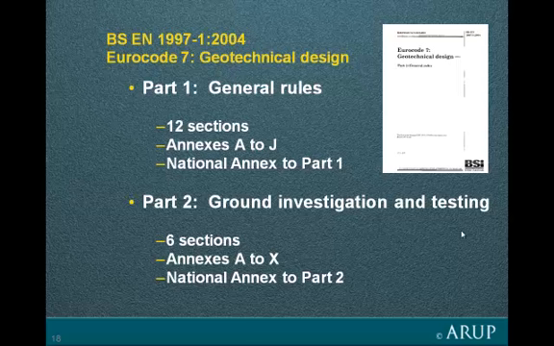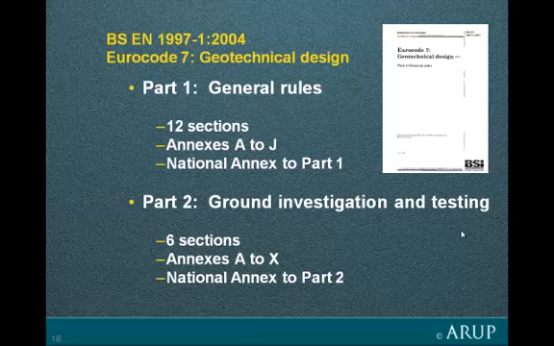Let's move on to Eurocode 7 itself then. As a document, it comes in two parts. Part 1 is general rules with 12 sections and a lot of annexes, and to each Eurocode and each part of each Eurocode there can be a national annex. These are not allowed for other Euro norms, other European documents, but for Eurocodes there are national annexes. Part 2 has 6 sections and a lot of annexes which basically deal with testing methods, and again there's a national annex.